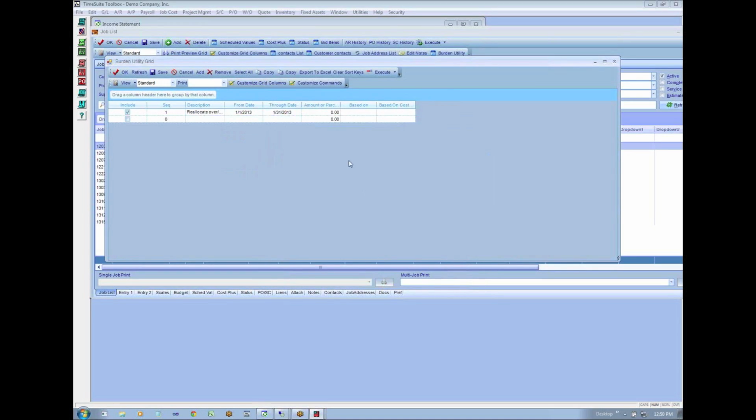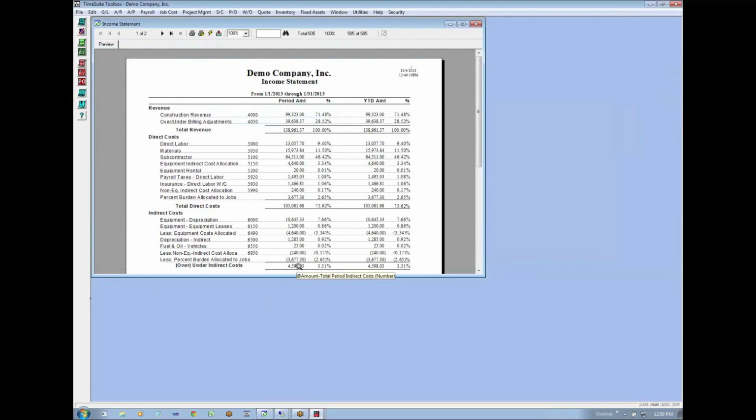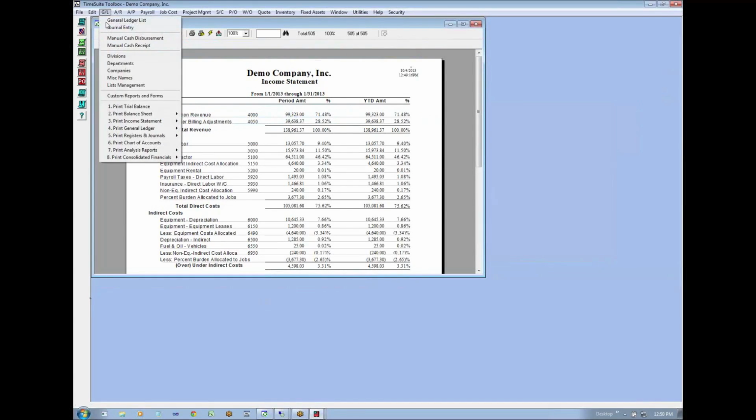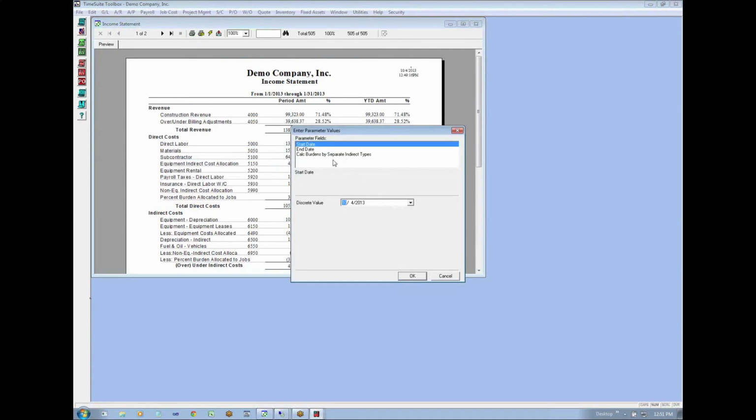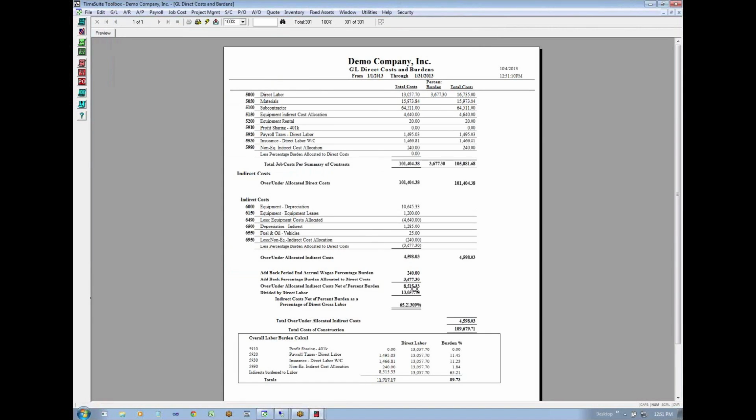We actually didn't need that as of date. So in order to allocate this number, we run this report over here, direct costs and burdens. Our start date is the same period that we're looking at. So this report will now give us the percentage we need to use. Now that 65.21309 is what we want.